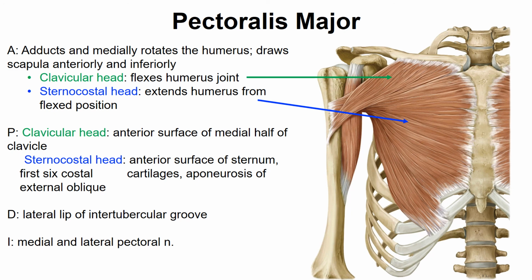So they kind of work in tandem with each other, and you can see them twist as they go over to their distal attachment at the lateral lip of the intertubercular groove. So it attaches in that groove area that separates the greater and lesser tuberosity, but basically about a third of the way down the shaft. And then it is innervated by the medial and lateral pectoral nerve. So two nerves innervate this very large muscle.